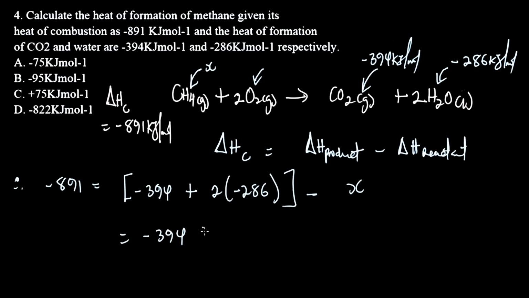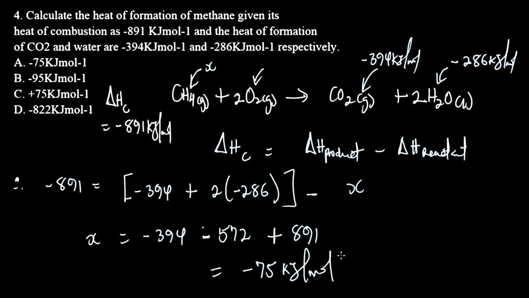So this becomes, we have minus 572, and this comes here and this comes in, so we have X equals positive 891. So everything here becomes negative 75 kilojoule per mole. So this is option A, right?